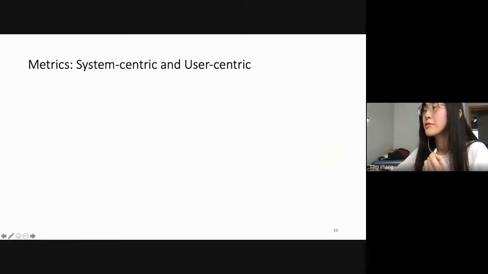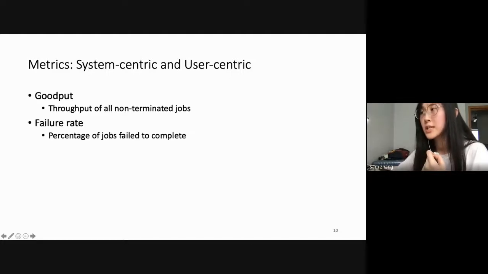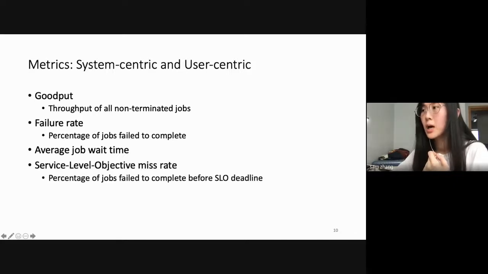So there are a few metrics that are either system-centric or user-centric that we considered and potentially will be used in the future. The first is goodput, basically the throughput of all the non-terminated jobs. The second is failure rate, which is the percentage of jobs failed to complete. The third would be user-centric, the average job wait time. And similar to failure rate, there is the service level objective miss rate, which measures the percentage of jobs failed to complete before the SLO deadline.